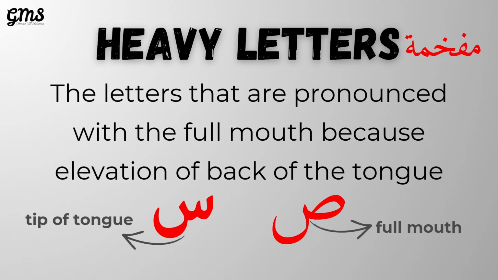For example, سمع صوت. Let's try to pronounce both of them in a light way. It will be سمع and سوت. What is the difference between the first letter here and the first letter here? Both of them give me the same sound, so I can't differentiate between them. That's why we have these 7 letters. We must pronounce them with a heavy sound to be clear. And now let's see what these letters are.